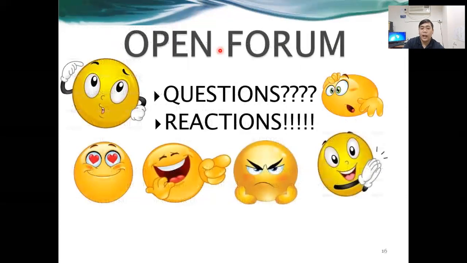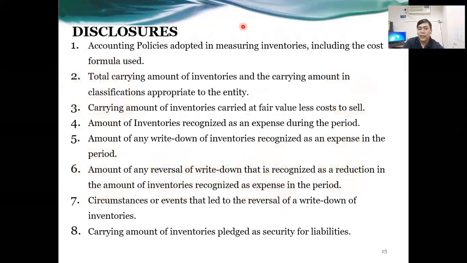So hindi kaya pwede ka dugang, hindi kaya pwede ka ibad dire. Kaya mula ni siya ang gina-disclose sa inventory pag-abot sa actual na standard nga accounting. So ano-ano ni sila? So number one, accounting policies, okay, adopted in measuring inventories. The total carrying amounts ng inventories, okay, carrying inventories carried at fair value less cost to sell, amount of inventories recognized as expense, okay, write down, any reversal, okay, any circumstances or events that led to the reversal of write down, kung anong natabo nga nag-write down, in the carrying amount of inventories pledged as security for liabilities.